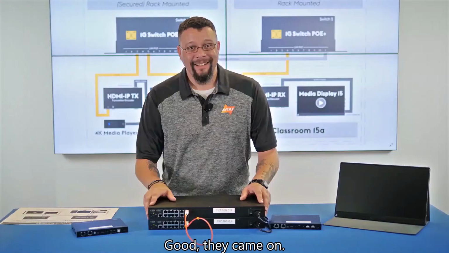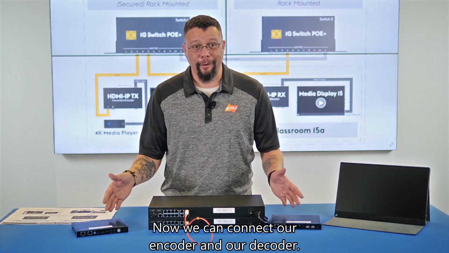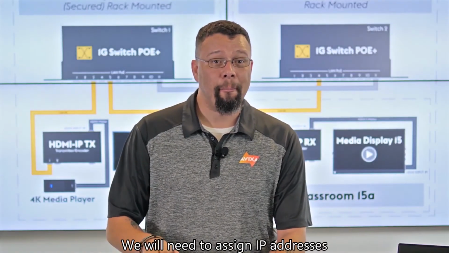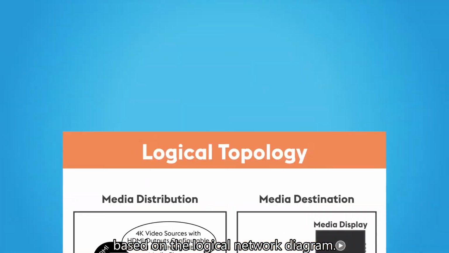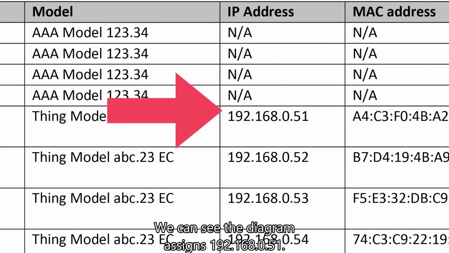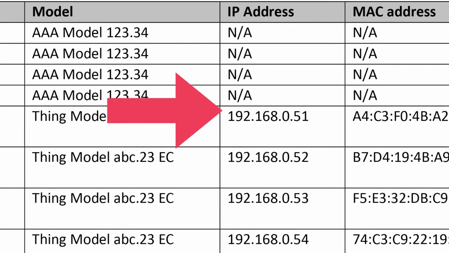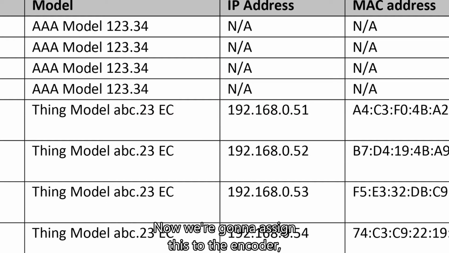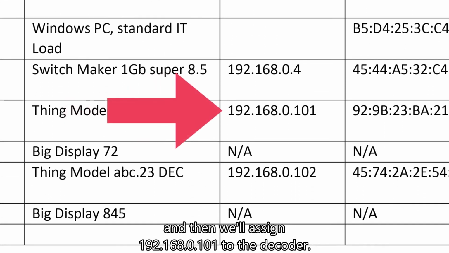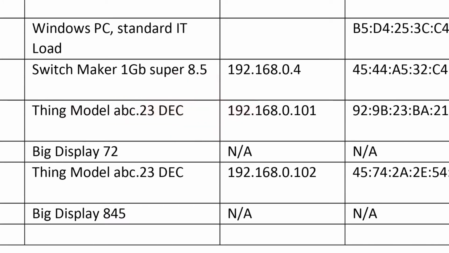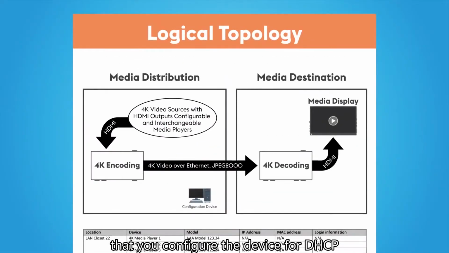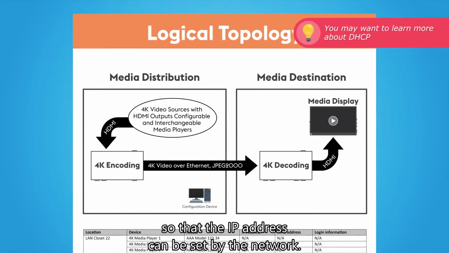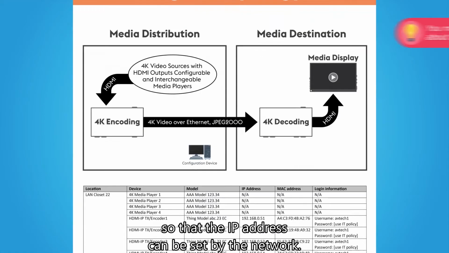Good, they came on. Now we can connect our encoder and our decoder. We will need to assign IP addresses based on the logical network diagram. We can see that the diagram assigns 192.168.0.51. Now we're going to assign this to the encoder, and then we will assign 192.168.0.101 to the decoder. Some network configurations may specify that you configure the device for DHCP so that the IP address can be set by the network.